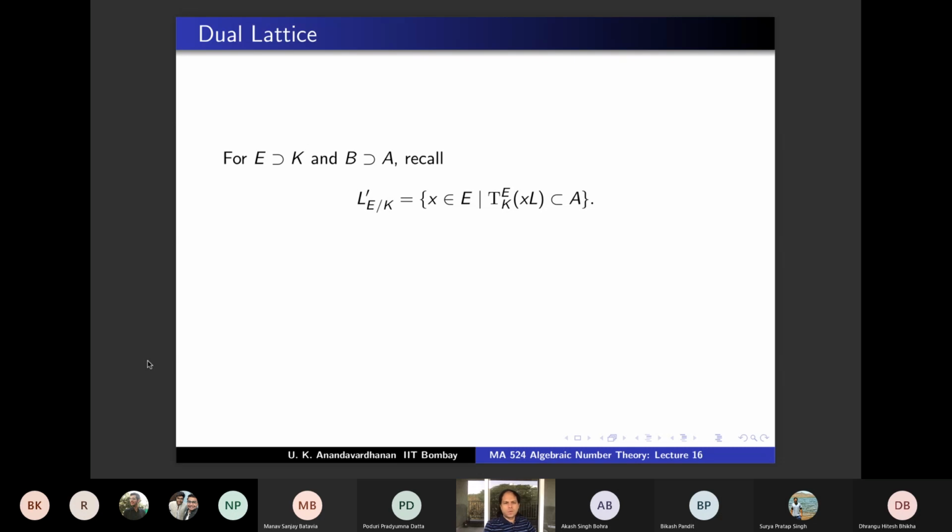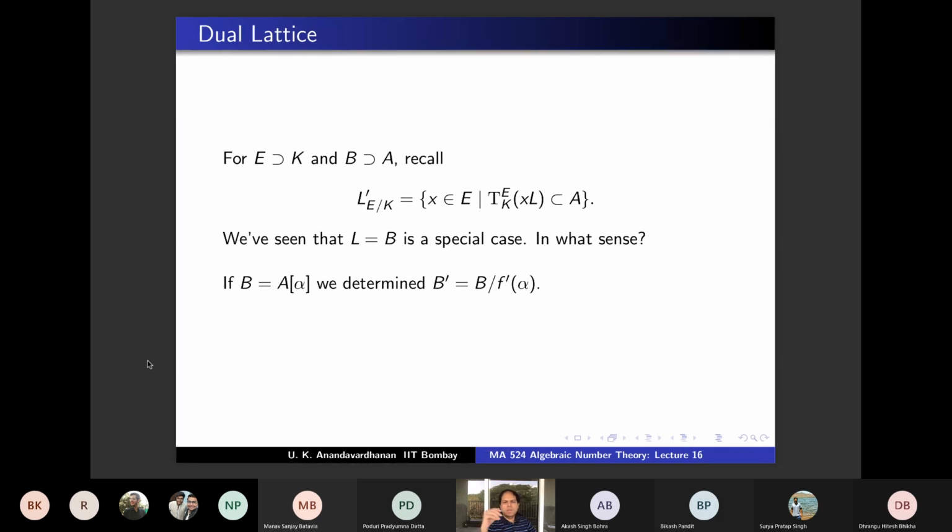If L is an additive subgroup of E, then L prime was defined as all those x such that the trace of xL is contained in A. And L equal to B is an important special case. Important in what sense? We had extra observations in this case. If B turns out to be A[alpha], generated by one element as a ring, then we determined B prime is B times 1 over F prime of alpha, where F is the minimal polynomial of alpha. So it is generated by 1 over F prime of alpha.